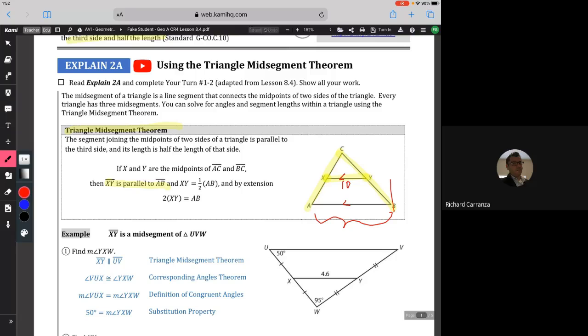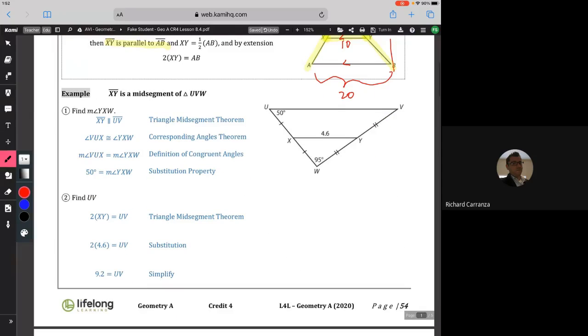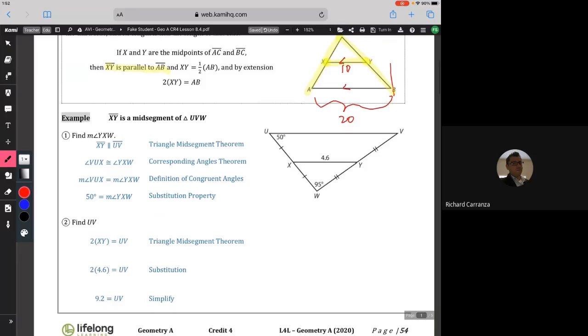Double of 10 is 20. They show you a couple of examples here. Look, 4.6, 4.6. You're going to use it to find the outside one. You're going to have to double it. So 4.6 times 2, 9.2. That's how they got that the top one is 9.2.